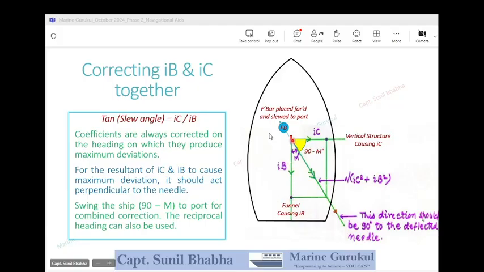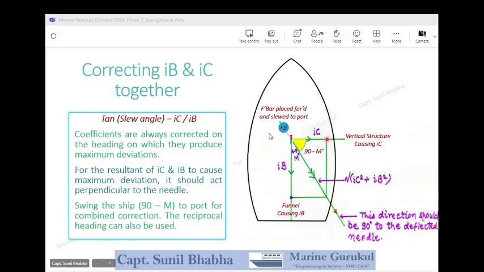So this vector represents the IB component. Now let's also assume that on this particular ship there is a vertical soft iron structure to starboard of the compass, and that structure is present here at this particular location. This structure is going to cause induced C, and this vector where the laser pointer is right now represents the coefficient IC.